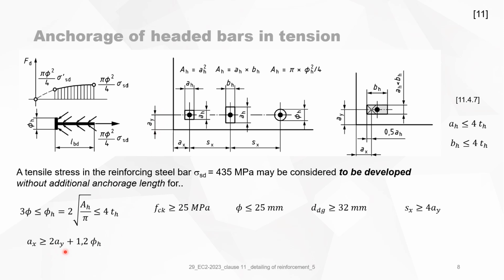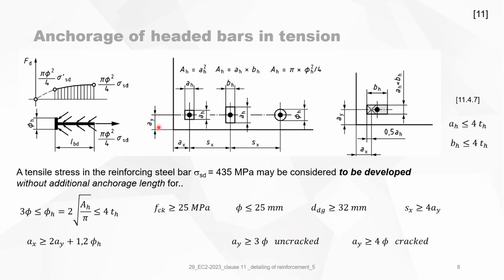AX must be bigger than 2AI plus 1.2 VH, okay? And AI must be bigger than 3 times the diameter for an uncracked section, and it must be bigger than 4 times the diameter for a cracked section.